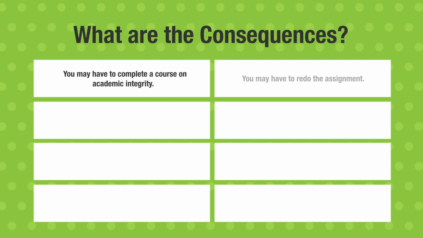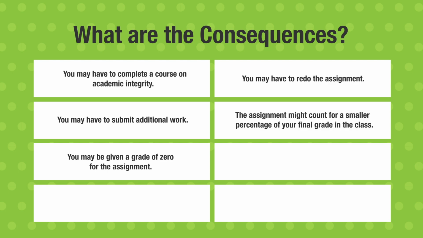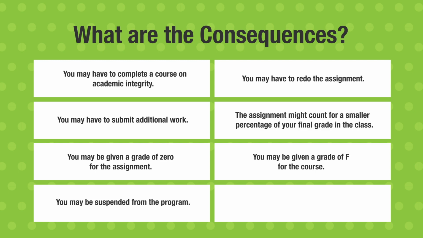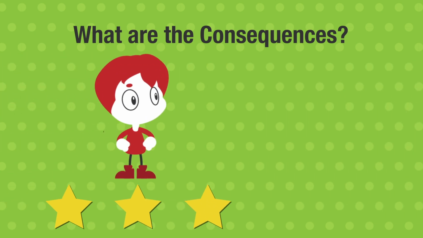You may have to redo the assignment. You may have to submit additional work. The assignment might count for a smaller percentage of your final grade in the class. You may be given a grade of 0 for the assignment. You may be given a grade of F for the course. You may be suspended from the program, or you could be suspended from college. Make sure you look up the plagiarism policy at your college to find out exactly how it is handled at your specific institution.